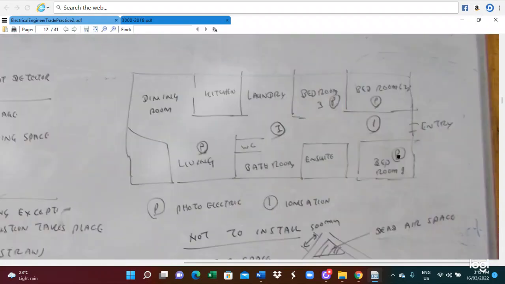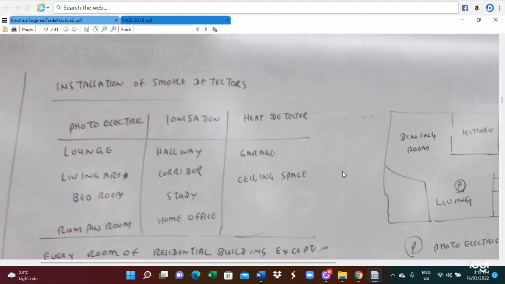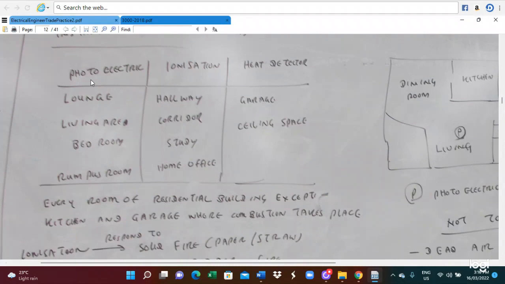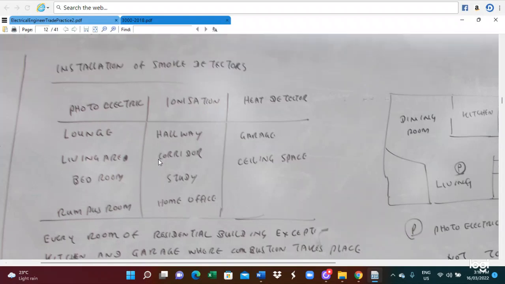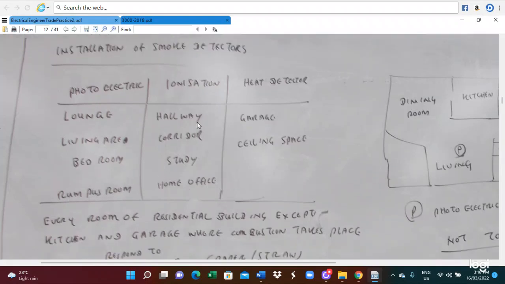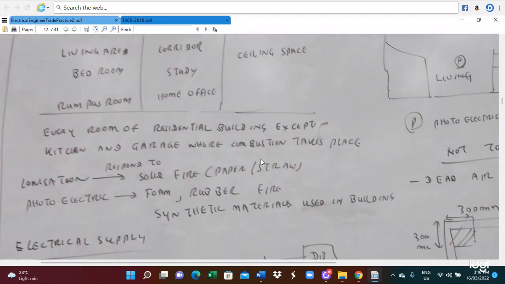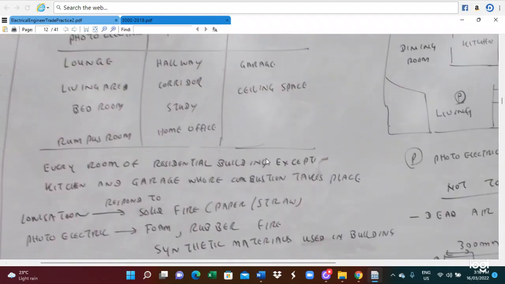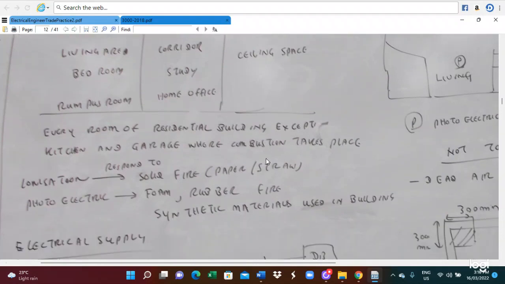Then, when we install the smoke alarm, we install the photoelectric type in the lounge, living area, bedroom and rooms. Ionization type we have to install in the hallway, corridor, study room and home office. Heat detectors are installed in the garage and the ceiling space. Those are the appropriate places, and the appropriate kind of smoke detector has to be installed.